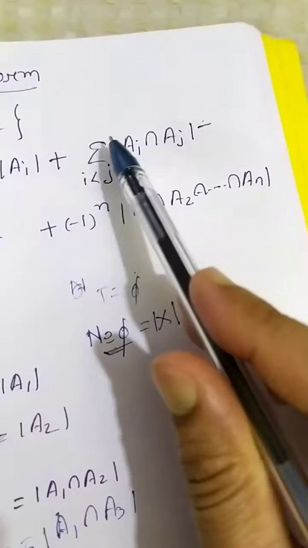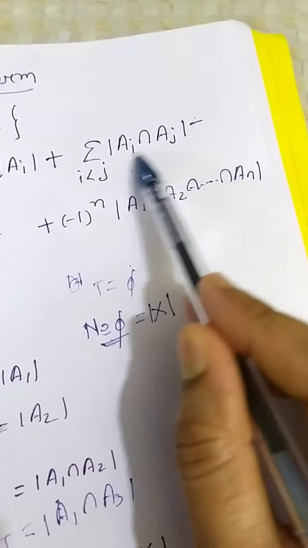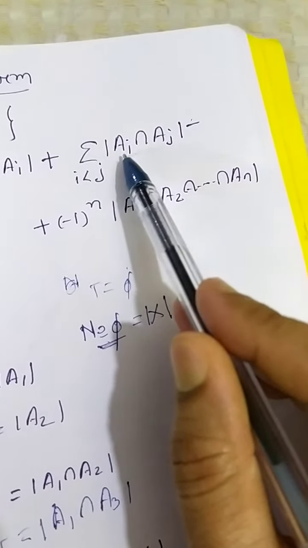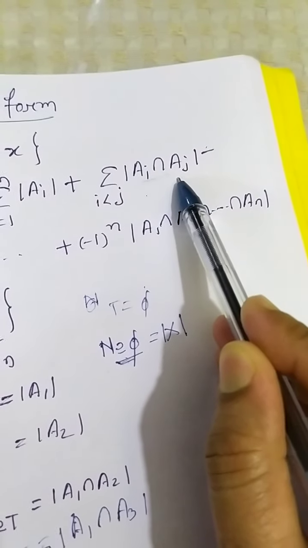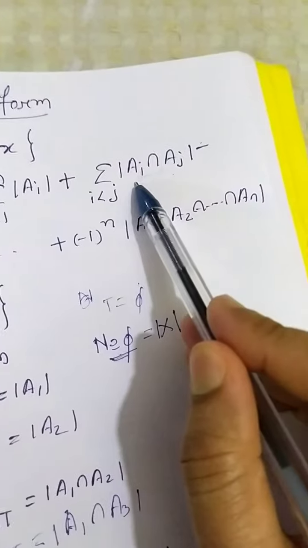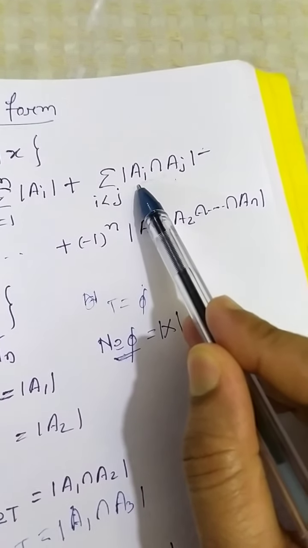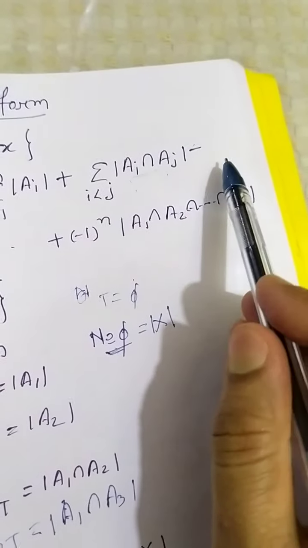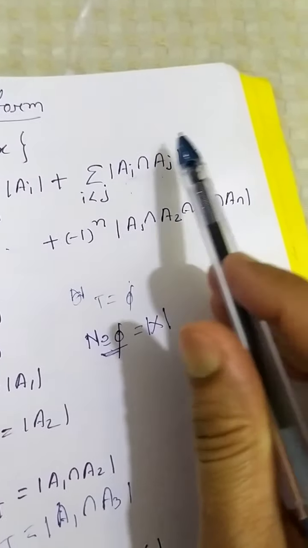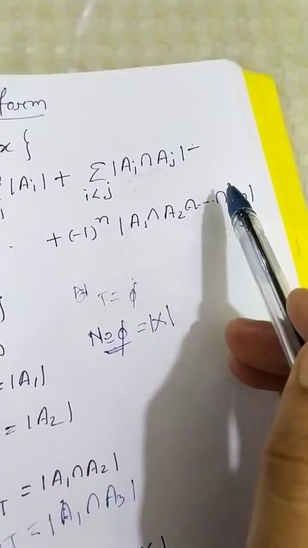How many possibilities are there of this type? How many possibilities are there for ai intersection aj? Out of this n element set, how many possibilities are there? Yes, there are n choose 2 ways. Similarly, how many possibilities are there for ai intersection aj intersection ak, out of the n set? So this is nothing but n choose 3 ways.